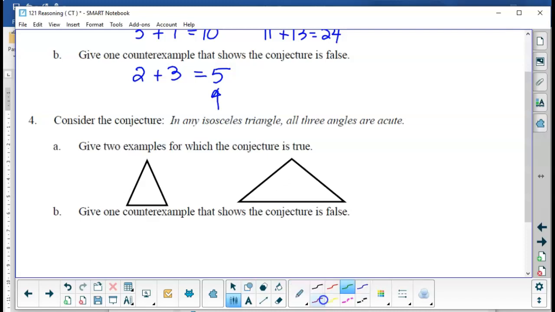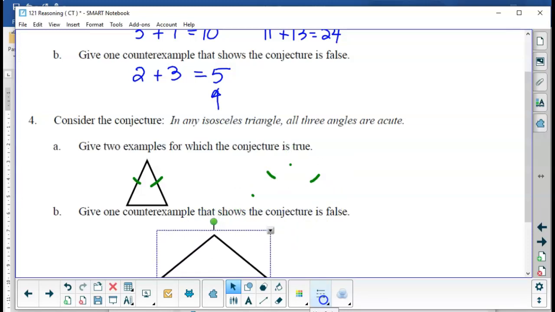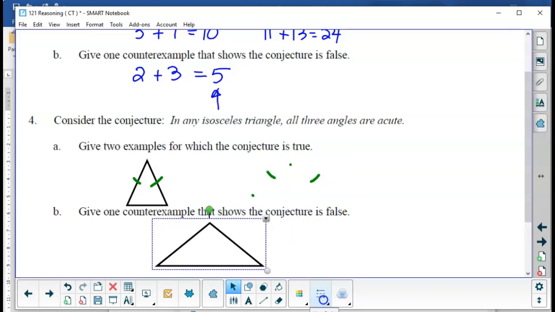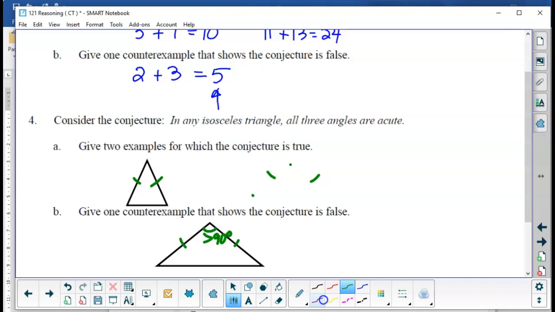So these are equal. All of those angles, oh, actually that one's maybe a little bit bigger, so I should move this one down. Let's see if I can do that. There we go. Move down here because that angle is not acute here. This looks bigger than 90 degrees, so that would be an example that doesn't work.